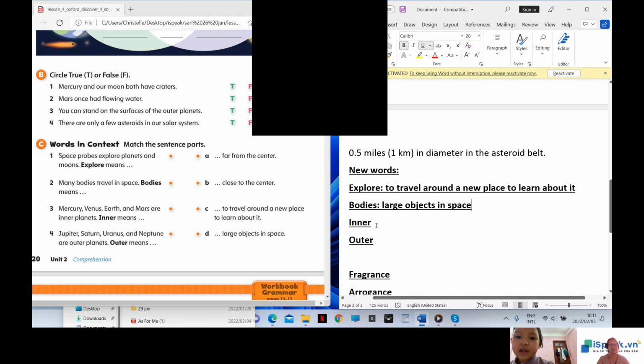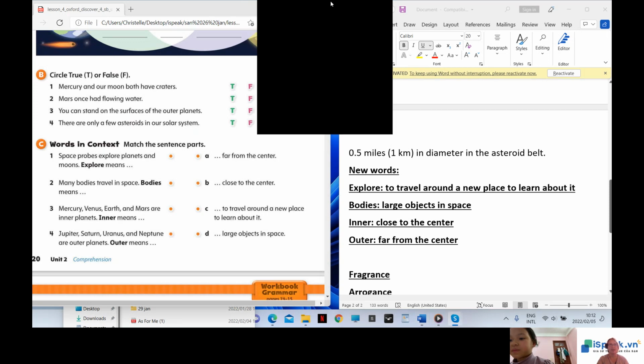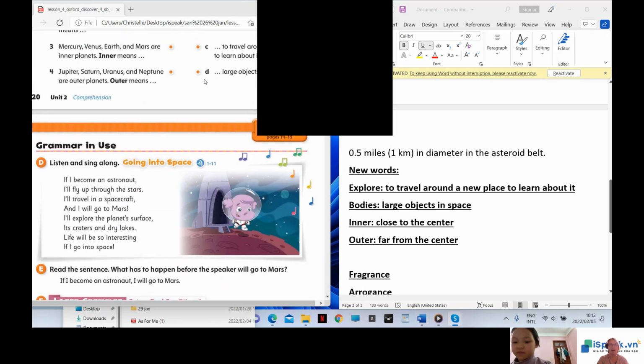Mercury, Venus, Earth, and Mars are inner planets. Inner means close to the center. Yes. And number 4. Jupiter, Saturn, Uranus, and Neptune are outer planets. Outer means far from the center. Very good, very good. So let's go to the next page.